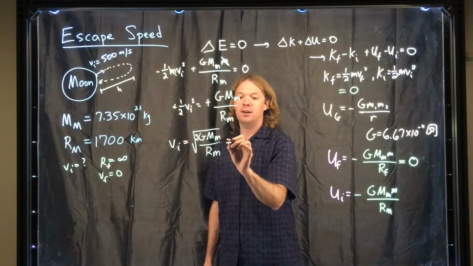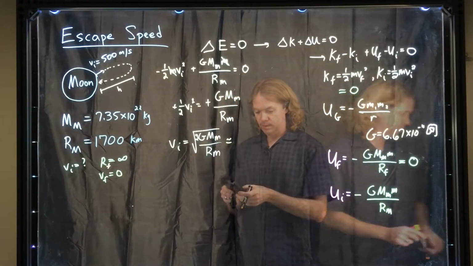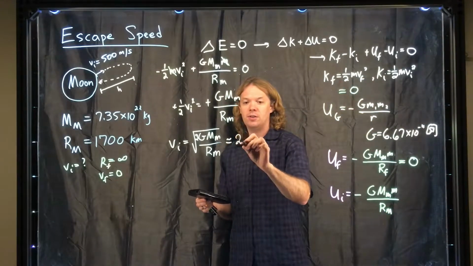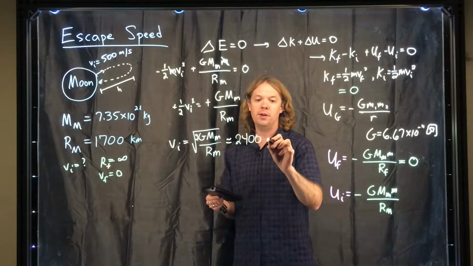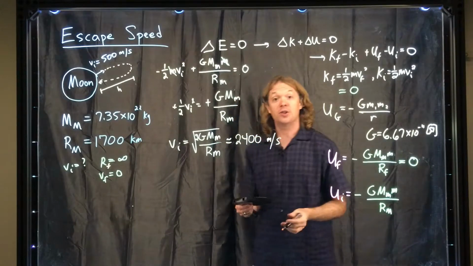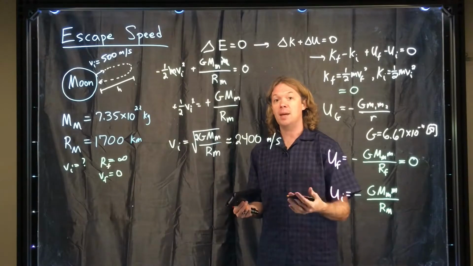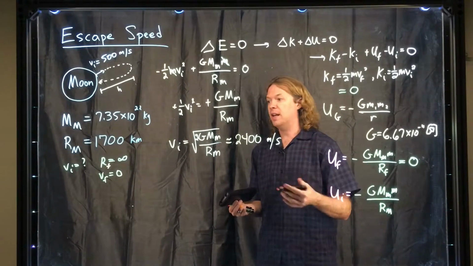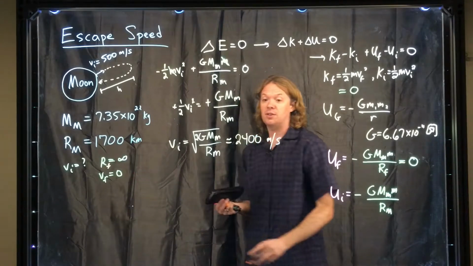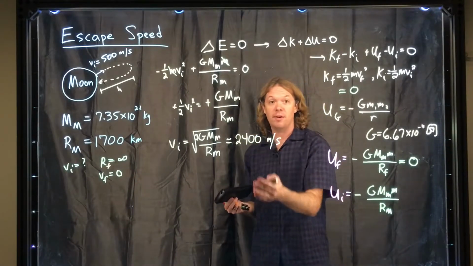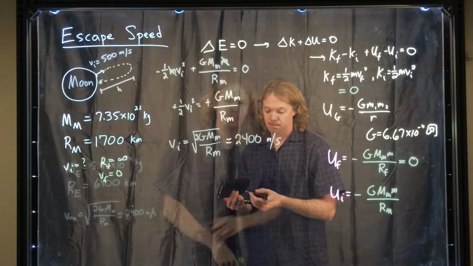And let me get my calculator out so I can give you a value for that. So my final answer is 2,400 meters per second, which is certainly a pretty significant speed, but of course what we're talking about is escaping the potential of the moon, getting all the way out to infinity where you just stop, so we would naturally expect this to be a very large speed.